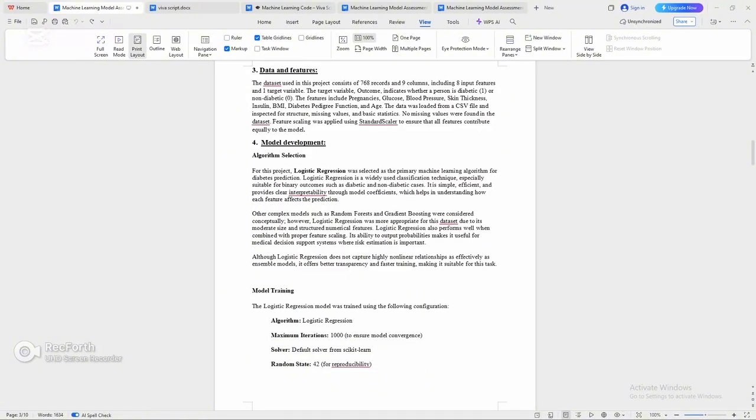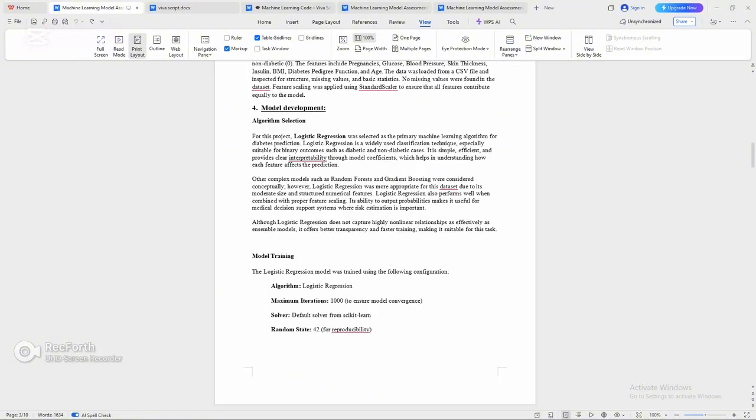Okay, now let's talk about model development. For this project, I chose logistic regression as the main machine learning algorithm. I chose logistic regression because it is simple, efficient, and highly interpretable. It allows me to understand how each feature influences the prediction through its coefficients, which is very important in healthcare-related applications. First, I separated the dataset into input features X and the target variable Y.